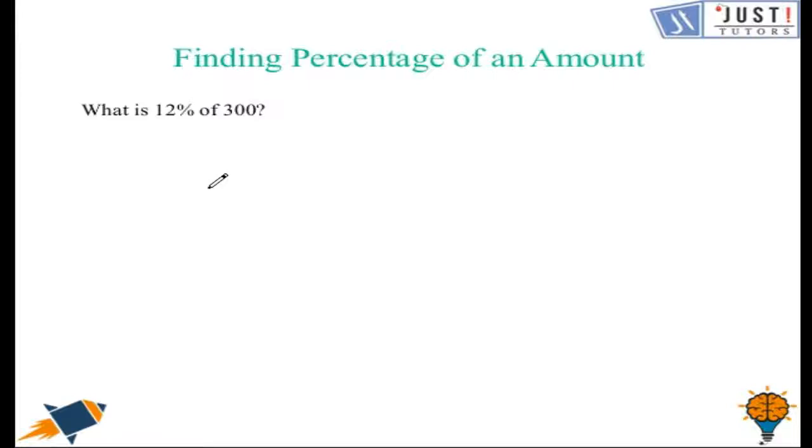Now, how can we find 12% of 300? Here it means how to find a percentage of an amount. So it is 12% of 300. Simply remember, 12% can be written as 12 over 100. And we have 300, so it will be a whole again, and the whole will always go into the denominator. So 100 times 3 is 300. Do the same at the top, multiply it by 3, we will get 36. So 12% of 300 will be 36.